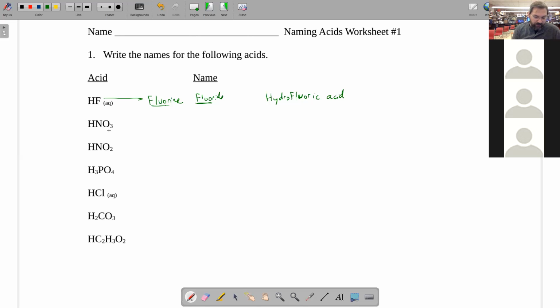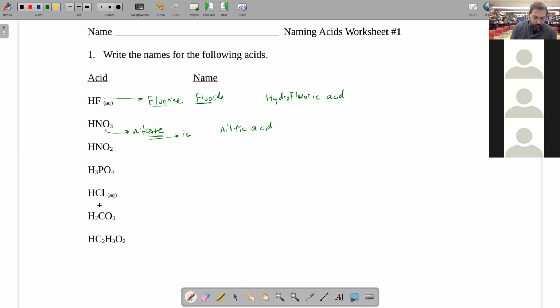HNO3, this is an oxyacid. The NO3, you'll find that on the polyatomic ion chart, and that's nitrate. And because it's ate, that changes to ic. And the root is nitr, from nitrogen. It's nitric acid. Nitric acid is a very common acid as well. So nitric acid, the ic was because the anion was nitrate.